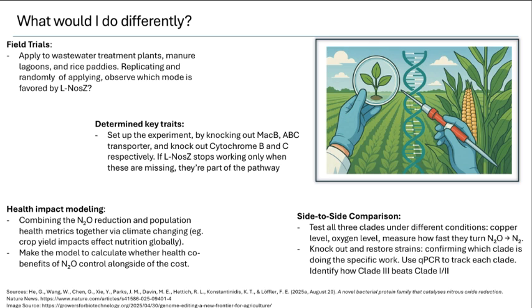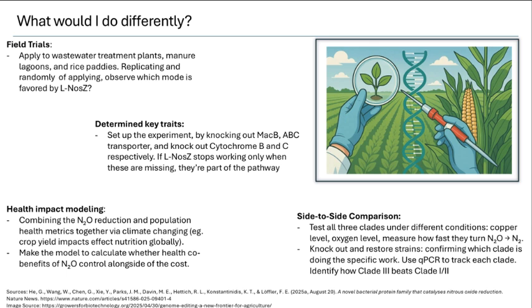The third one is health impact modeling. By combining the nitrous oxide reduction and population health metrics together via climate change, for example, crop yield impacts affect nutrition globally, and then make the model to calculate the health co-benefits of nitrous oxide controls alongside the cost, which means put the cost aside, ignore it first, just talk about the efficiency and the influence made by the nitrous oxide reduction.